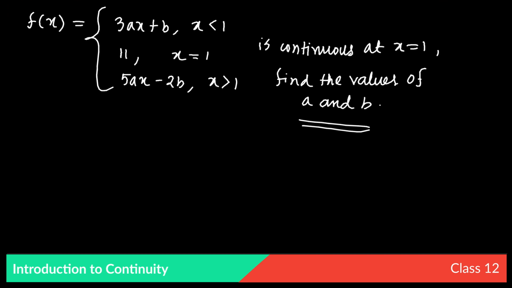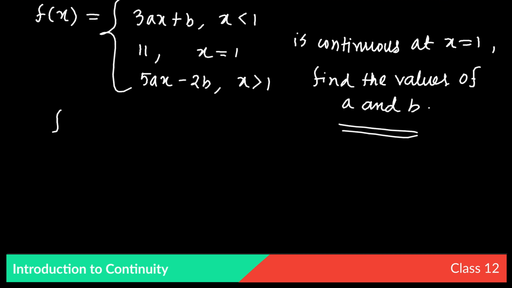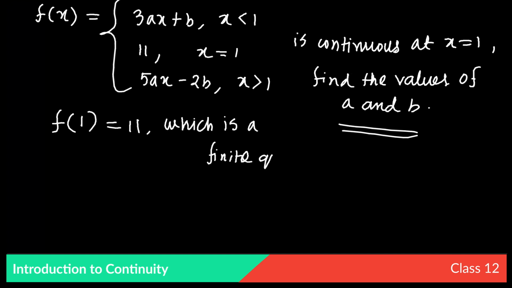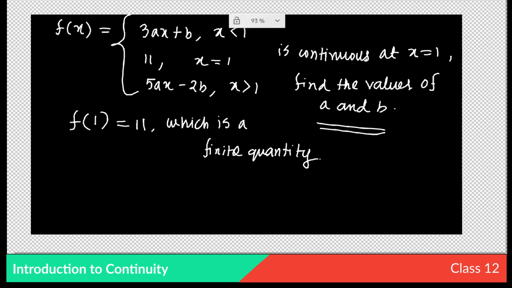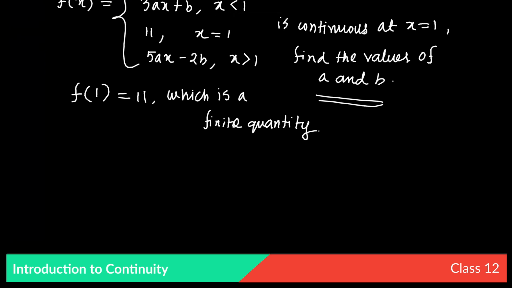Okay, so f of 1 will be equal to LHL of x at x equals 1, equal to RHL of x at x equals 1. Here, at first we write that f of 1 is equal to 11, which is obviously a finite quantity. Now we will find LHL of x at x equals 1.